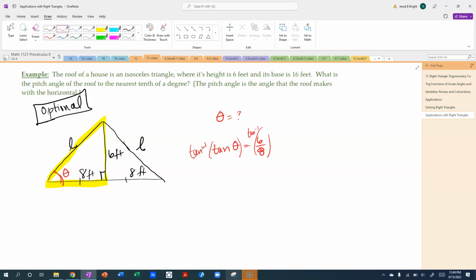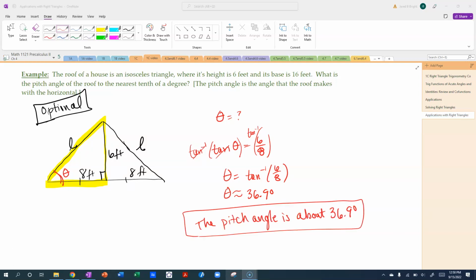And then inverse functions cancel, and you're left with theta on the left, and then you have tangent inverse on the right. And there you go. To the nearest tenth degree, if you approximate this, you end up getting 36.9 degrees. Okay, there's a button on your calculator for inverse tangent. And then you just have to make a sentence. So saying the pitch angle is about 36.9 degrees. And then you're done.